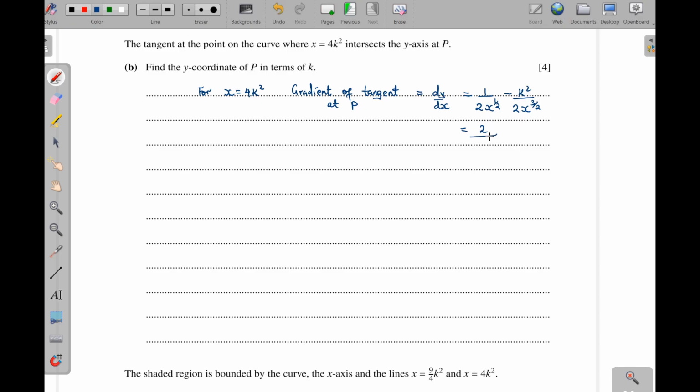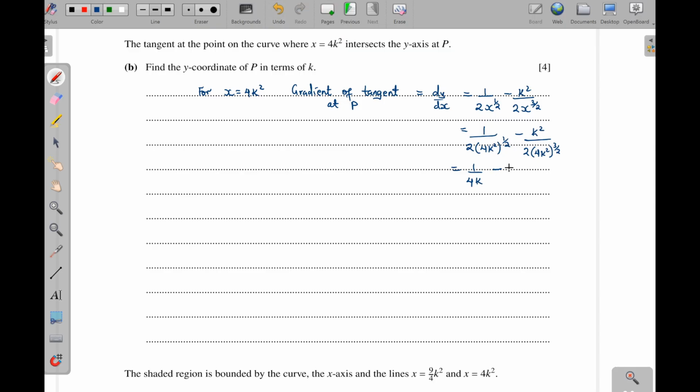So we shall have 1 out of 2, and then our x is 4k squared, then power half, then minus k squared out of 2 into 4k squared, then power 3 over 2. What do we get here? Of course, this one will go with that. We are having a 1. Then here we shall have the square root of 4 is a 2, then times the 2. Won't that be a 4? So we have 1 over 4. Then the square root of k squared will be k. So we have k here.